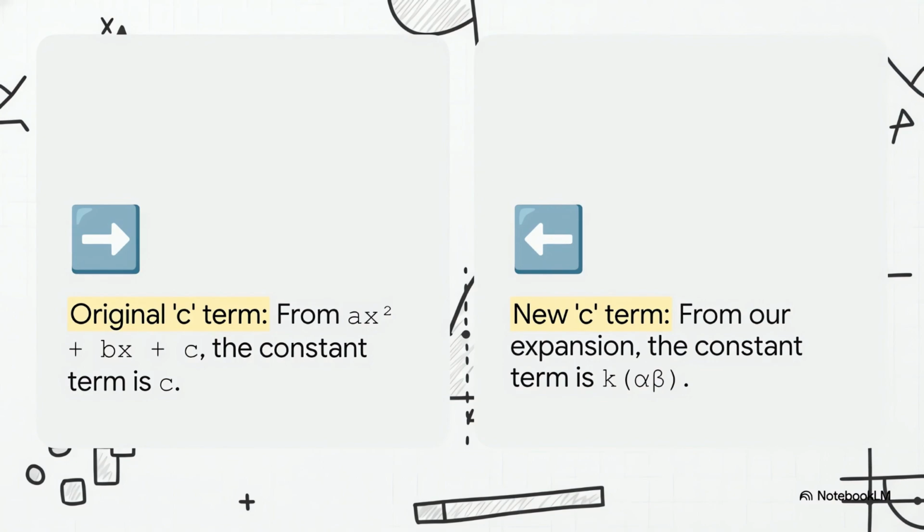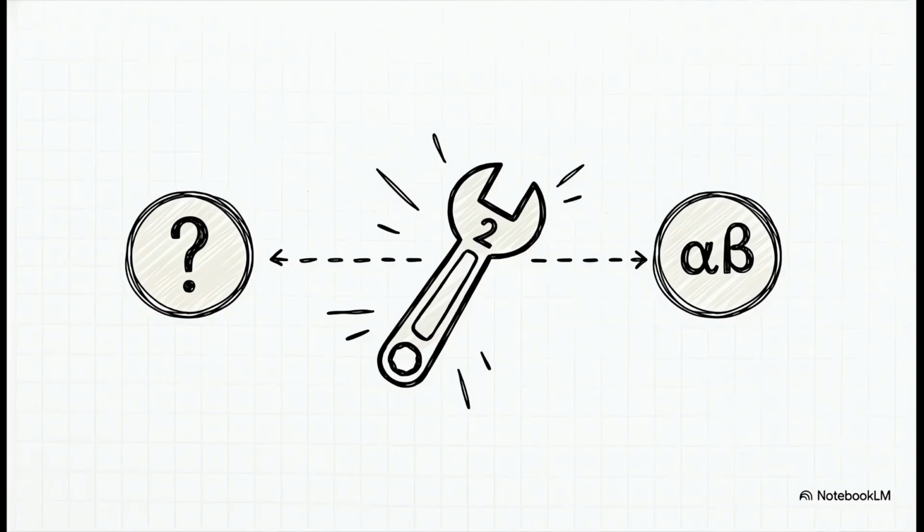Okay, pillar number 1 is in place. Let's build the second one. We're going to do the exact same thing, but this time for the constant term, c. In the standard form, it's just c. In our new expanded form, it's k times the product of the zeros. And since they're equal, those two terms must be equal too. And just like before, this simple comparison hands us our second golden rule, which is an equally powerful tool for checking your work in just a few seconds.